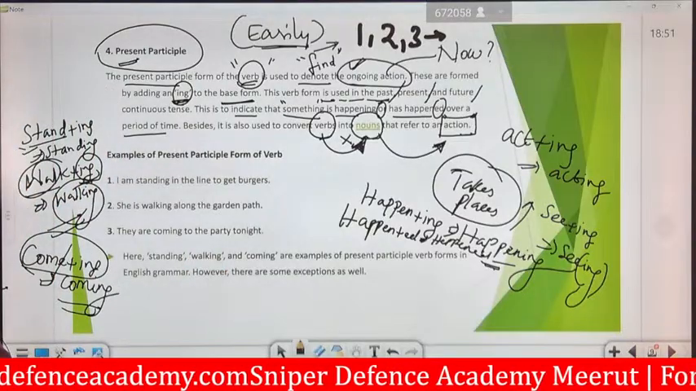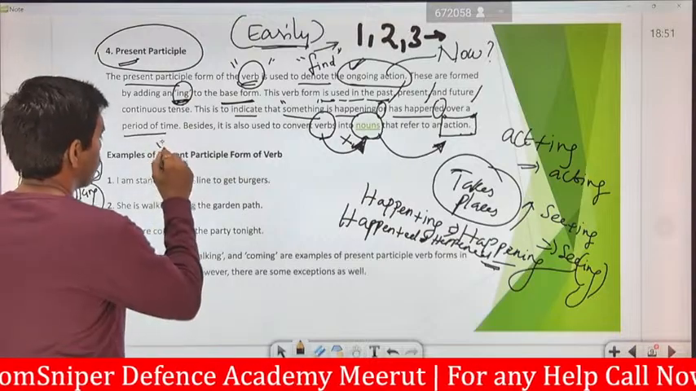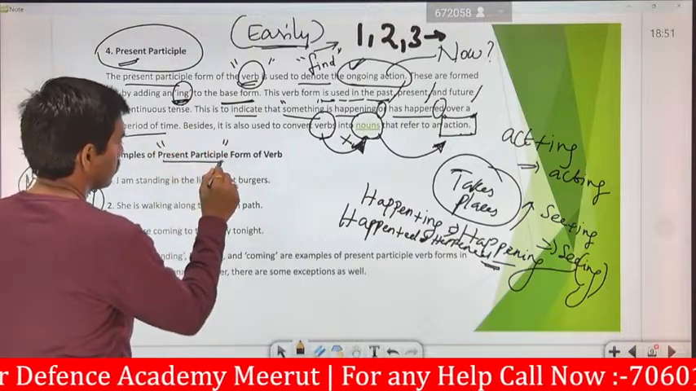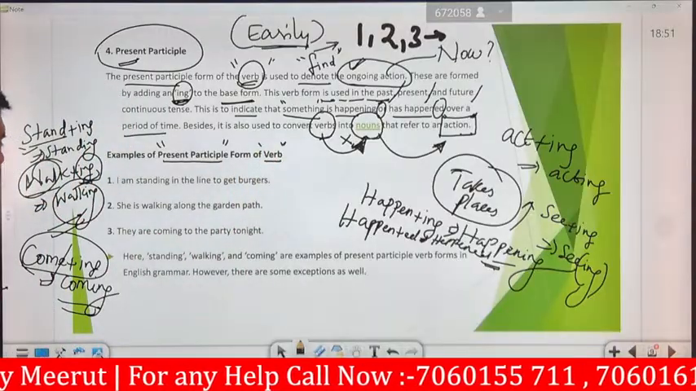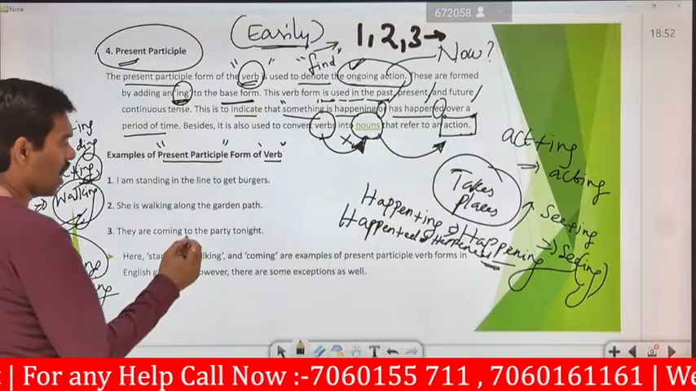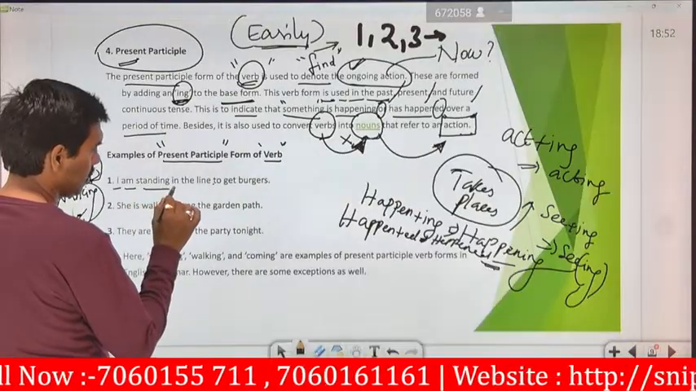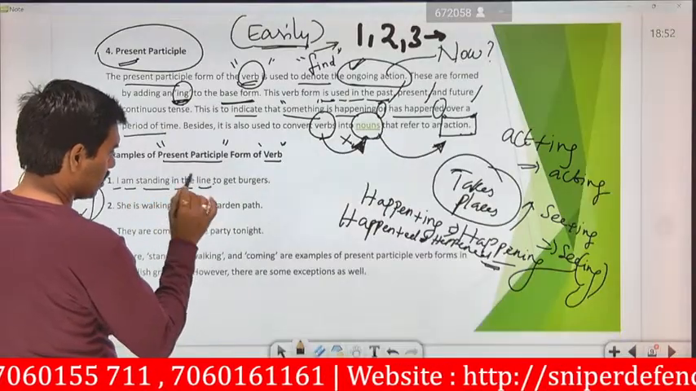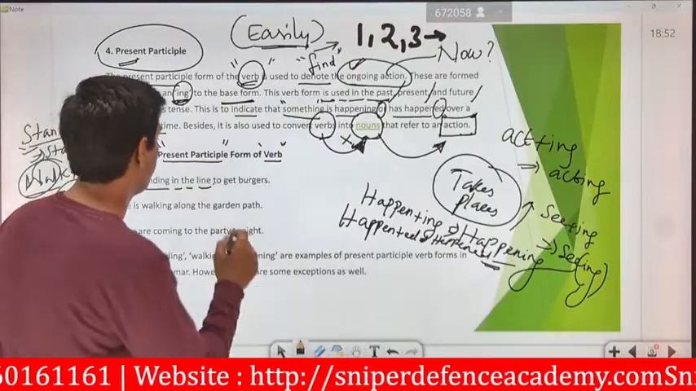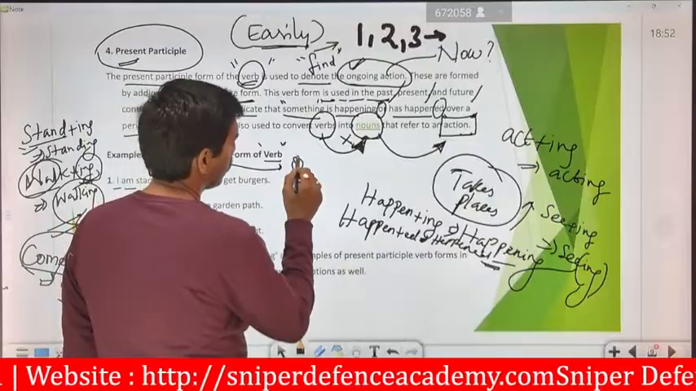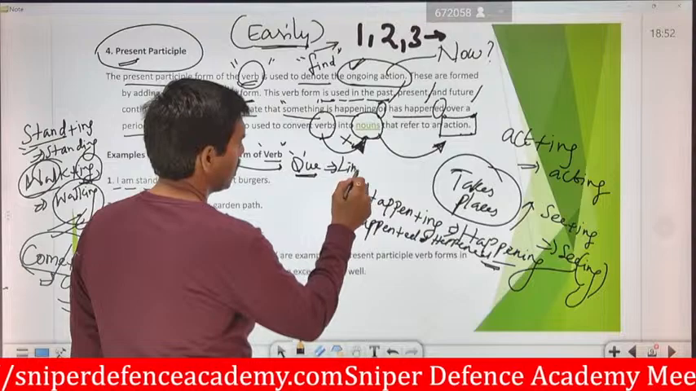Next, what is an example of the present participle form of verbs? For example, I am standing in the line. Another name for line is queue. Queue means it is represented in terms of a line. I am standing in the line.